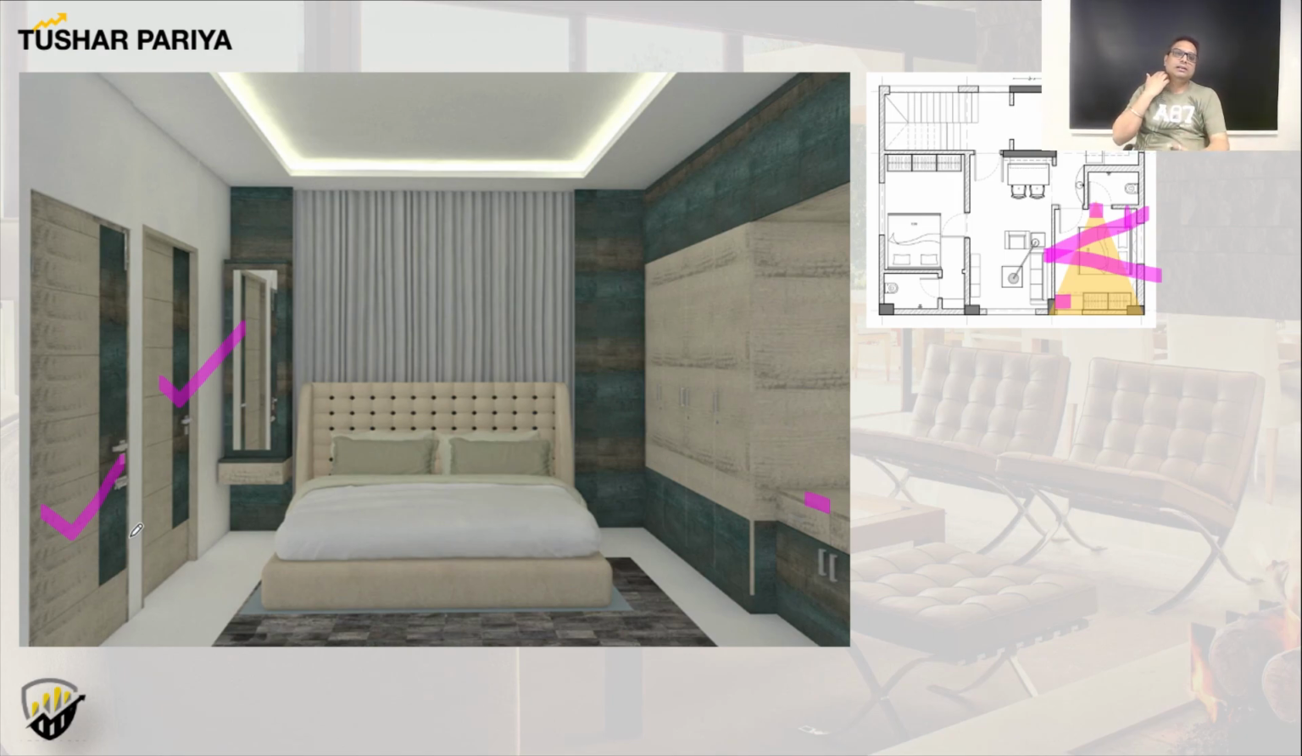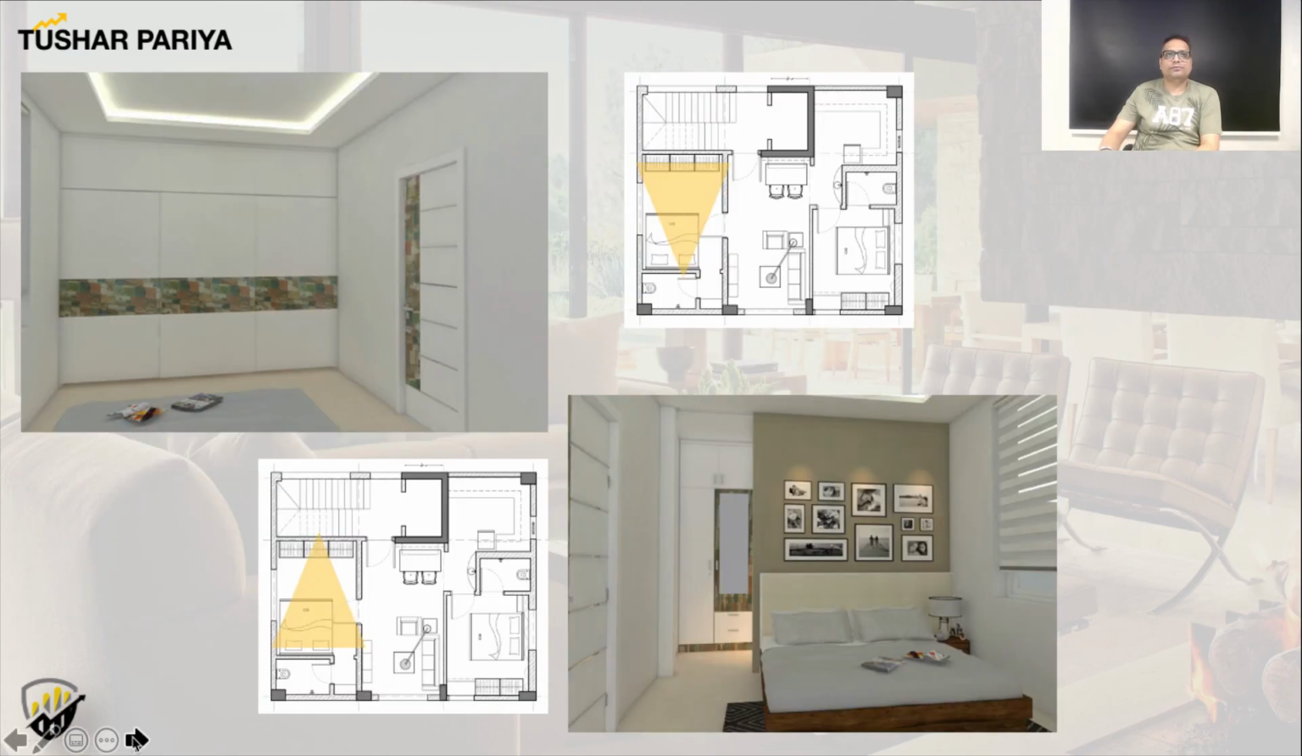Even the false ceiling that you design can also come up. And if you put up wall washers, they will wash the entire wardrobe like this. Okay, we'll just move forward.